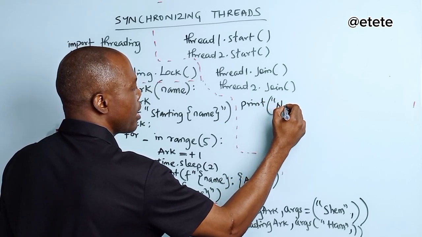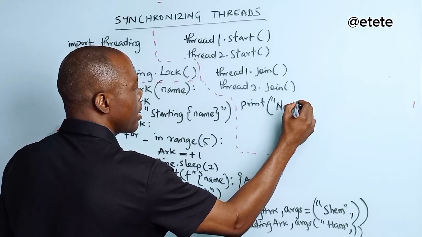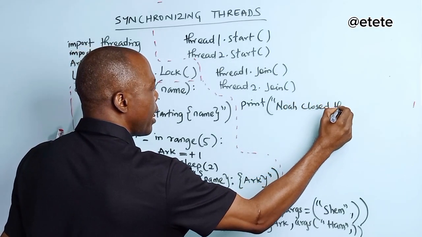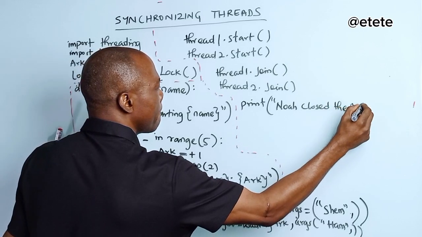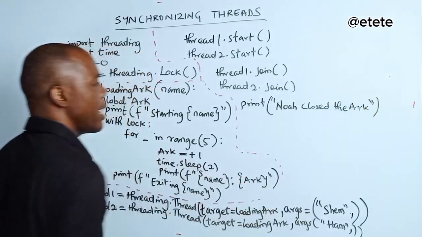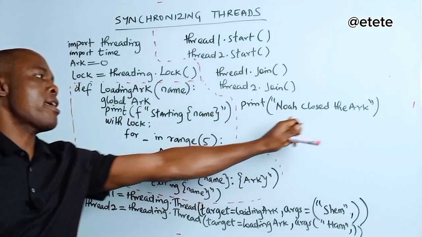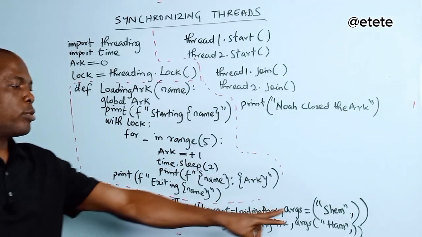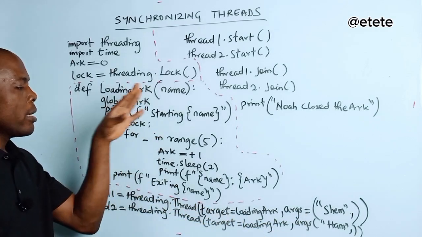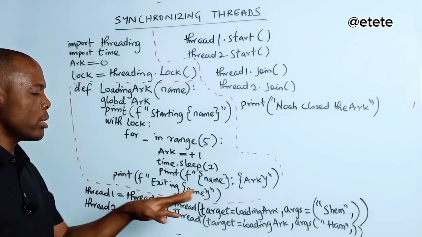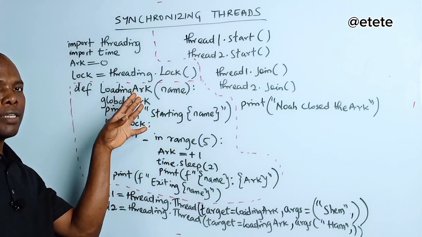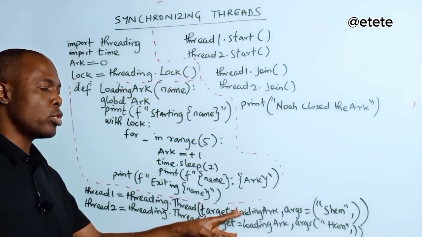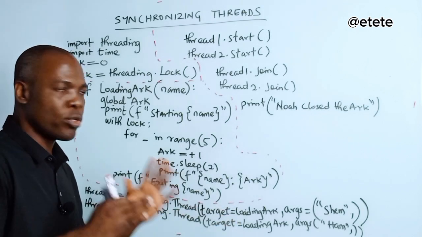Noah closed the ark, right? Now, this is the final thing that you are going to print out. So let me explain. Now, after we created the 2 threads, in thread synchronization, these 2 threads are going to start concurrently. So Noah is the main thread that is giving instruction to his 2 children. They are going to start concurrently.